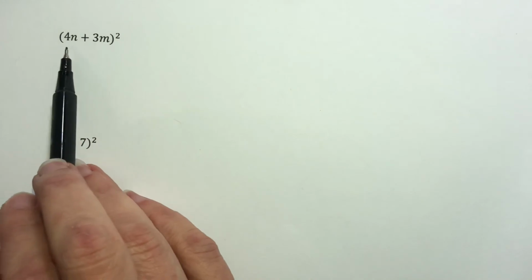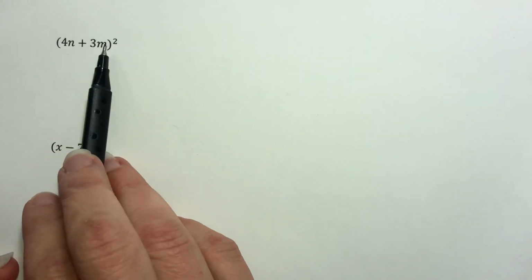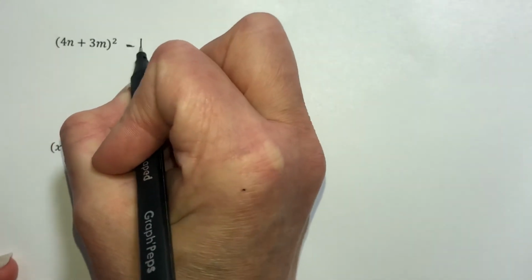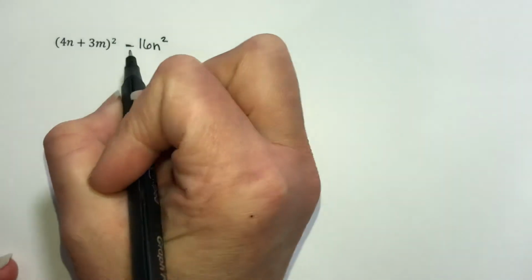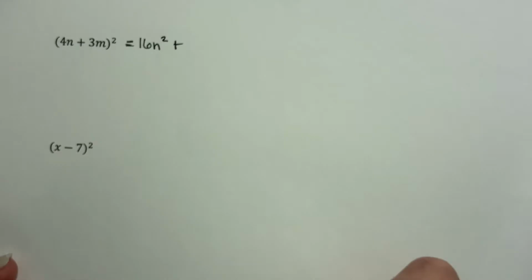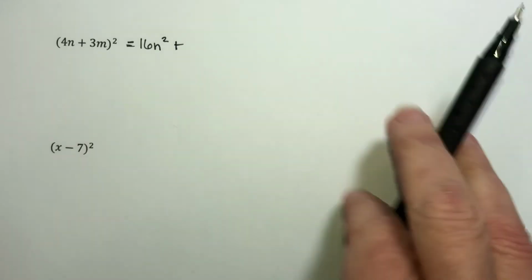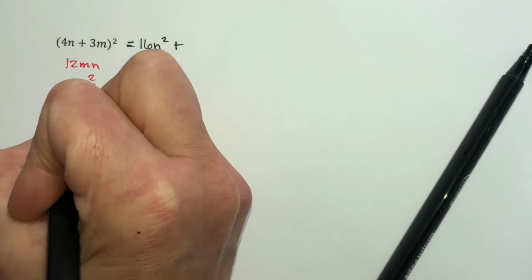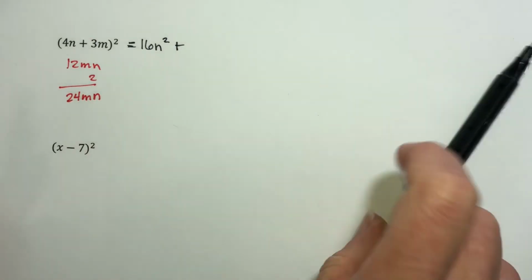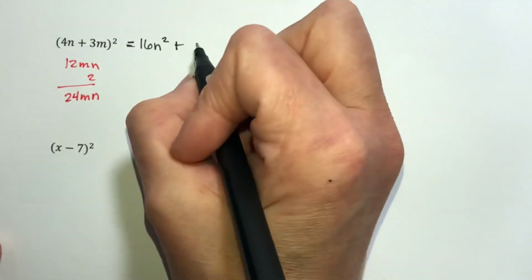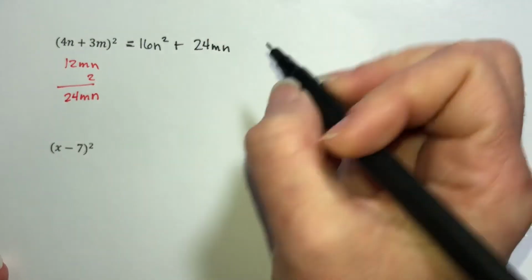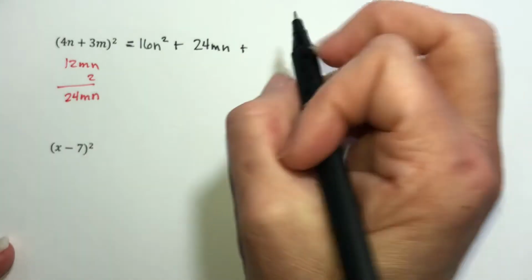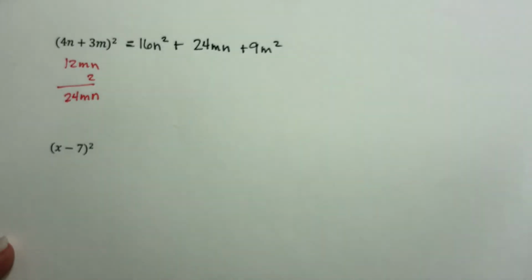Okay? Well, now let's try this one. (4n plus 3m) squared. Square your first term. So you square the 4, you square the n to get 16n squared. Write down the sign from the middle, which is a plus. Okay? Now multiply these two things together, which would give you 12mn or nm, it doesn't matter. And then you multiply it by 2, and you get 24mn. You are usually going to be able to do this in your head or on your calculator. So I get 24mn or nm plus, because that last sign is always plus, square this. 3 squared is 9m squared, and you have your answer.